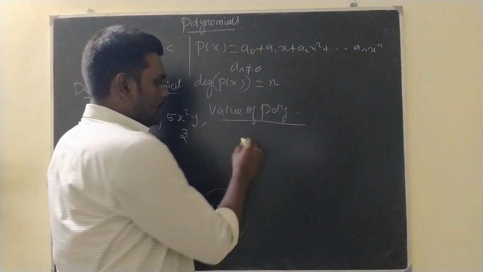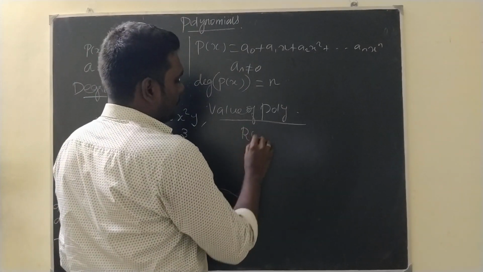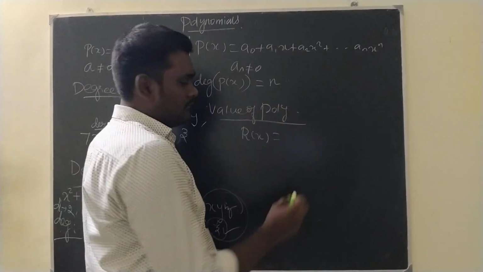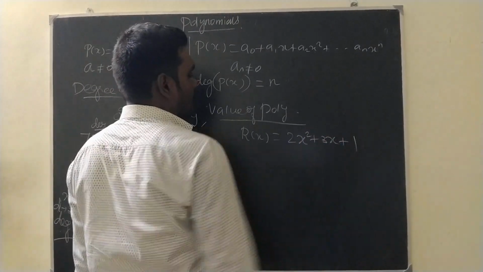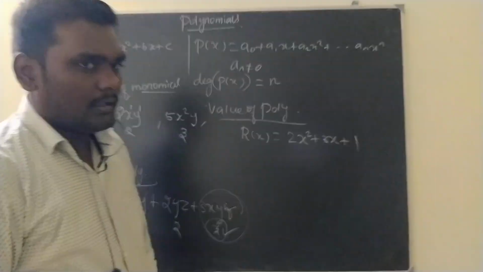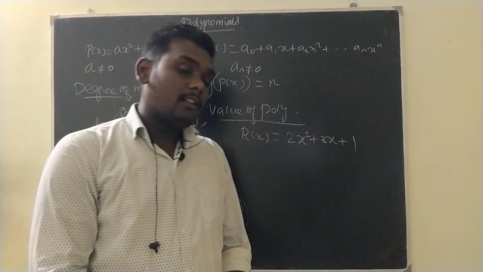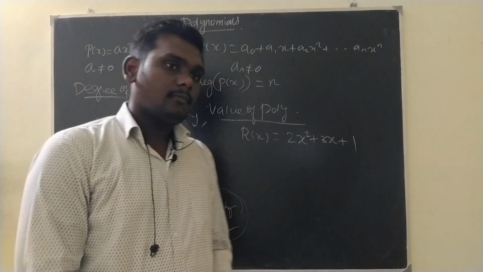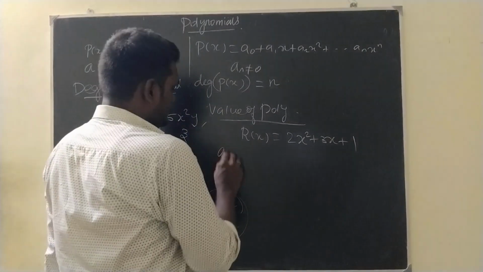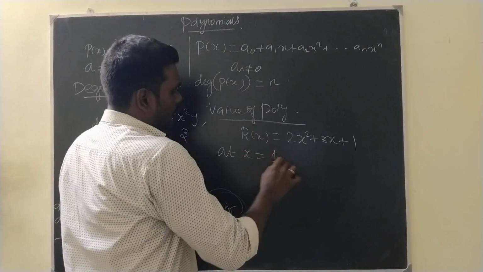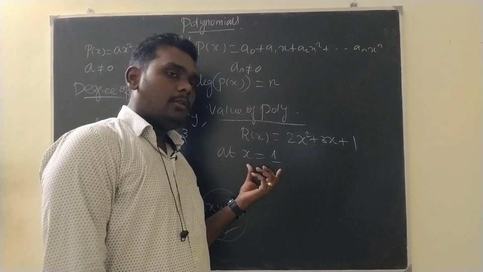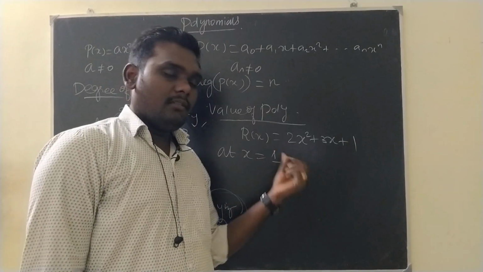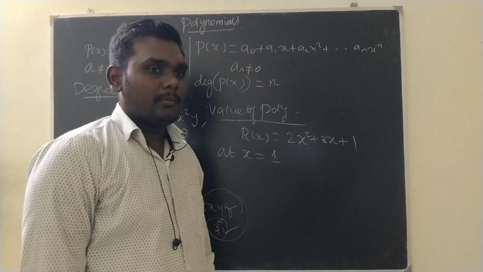Let me take some examples. Some r of x, why always p of x? We'll take something: 2x square plus 3x plus 1. Like I am taking one polynomial for an example. Now, the value of this polynomial at a particular point, x equal to 1, means we have to substitute the value of x into this polynomial. Wherever x is there, we have to substitute.